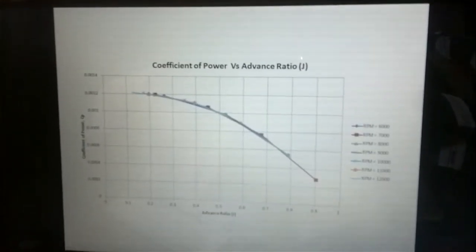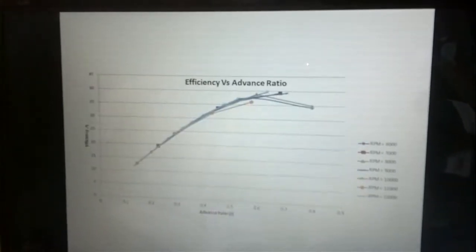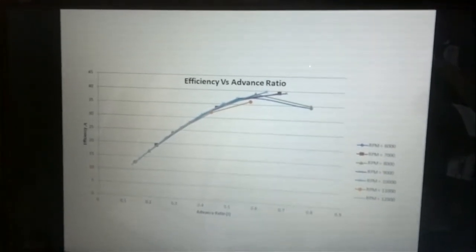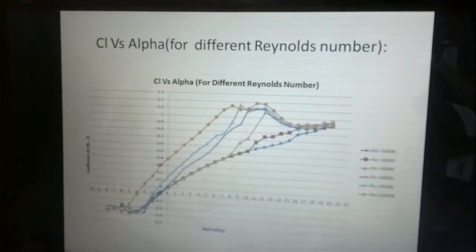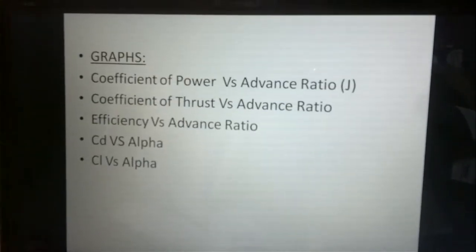This is the coefficient of power versus advance ratio, and this is the thrust versus advance ratio, and this is the efficiency graph. We are getting good efficiency at 8000 and 7000 rpm, and this is the CL versus alpha graph.